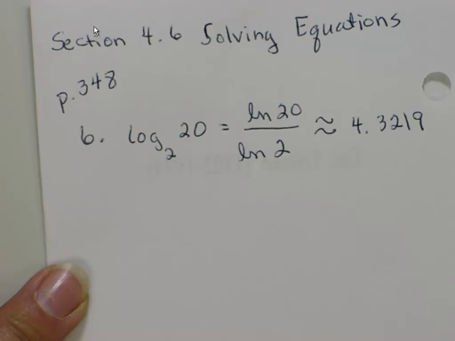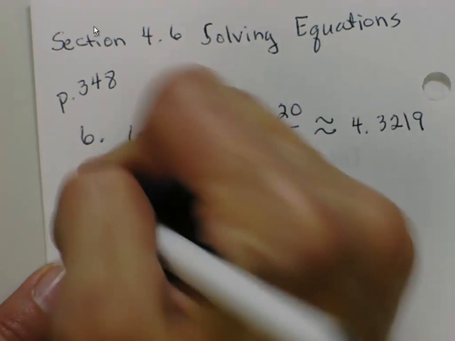Do you get the same answer if you use the log base 10 button on your calculator? Try it and see. Log base 10 of 20 over log base 10 of 2. Yeah. And that does not mean that log and natural log are just the same thing and interchangeable. It's the ratio that's the same, the ratio of those two logs.